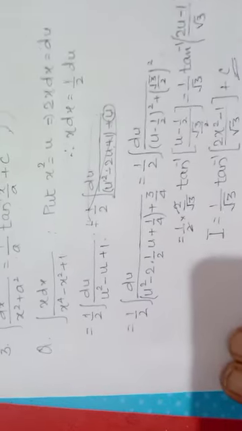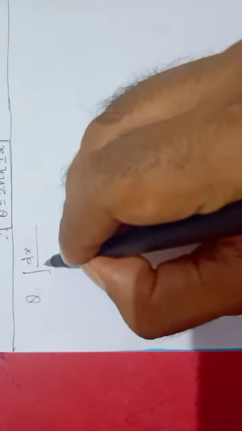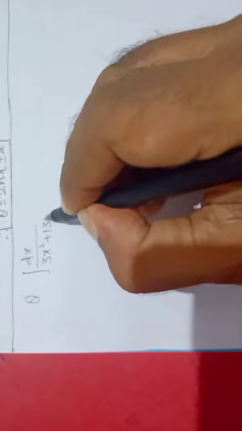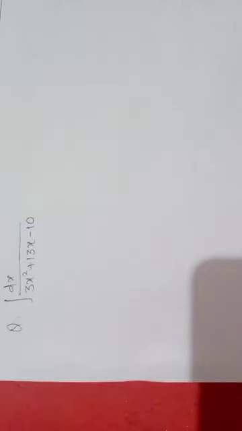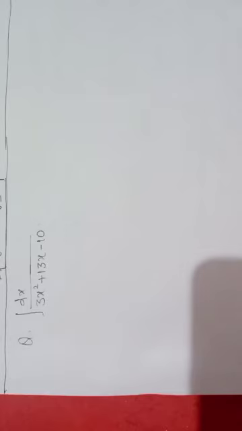Now see another question. Write the next question. Your next question is integrate dx upon 3x square plus 13x minus 10. 3x square plus 13x minus 10. This is your next question.